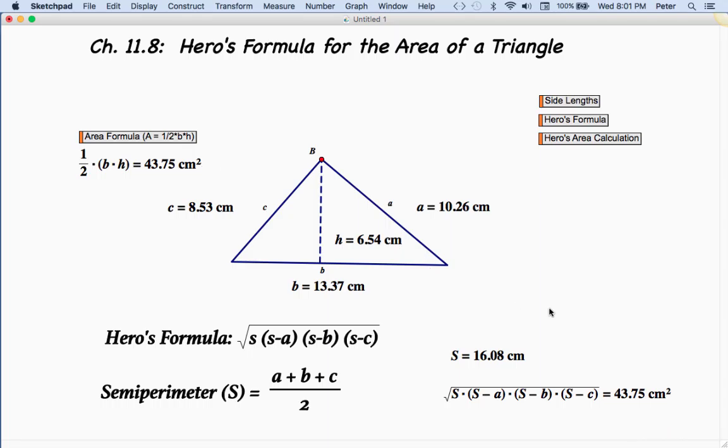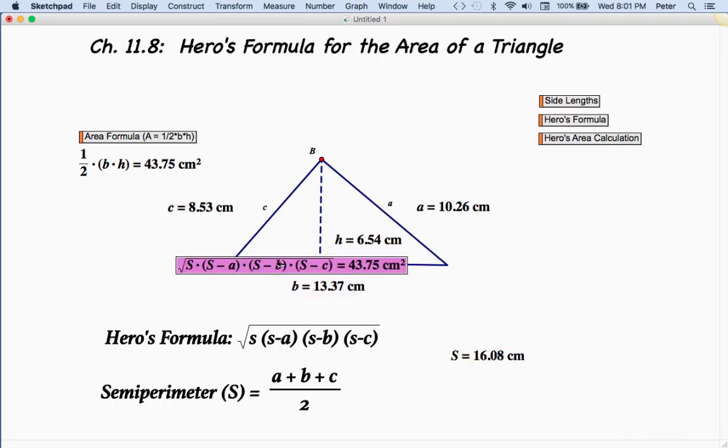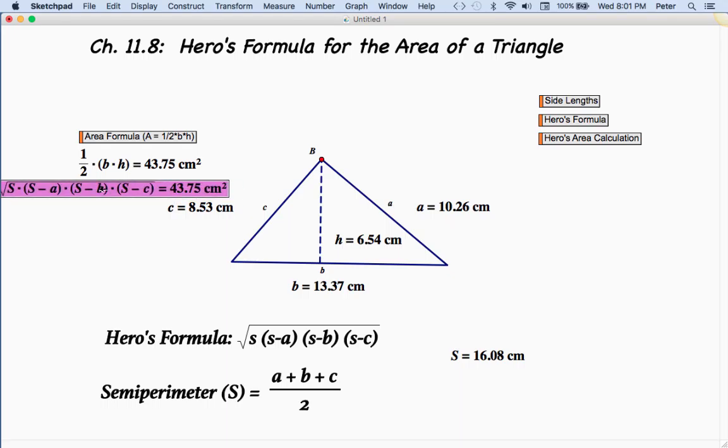So you might wonder, why do we even have to use all this? Well, it's all based on the information. If you're given a base and a height, then by all means, use 1/2 base times height. But if all you know is the 3 side lengths, then this is a pretty good formula.